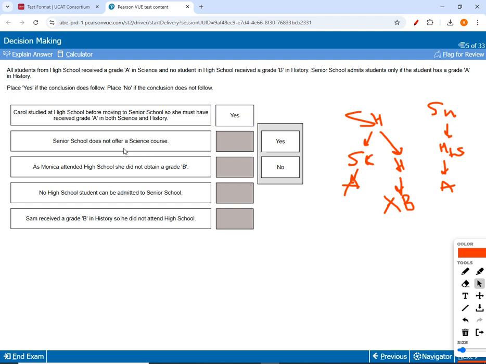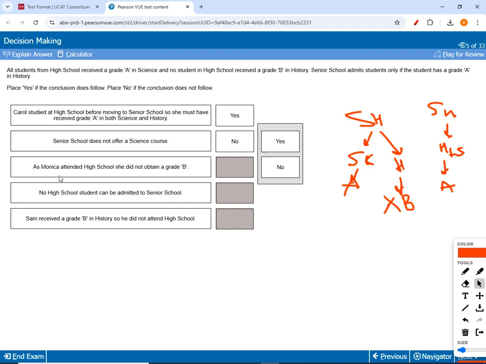Moving on, next question. Senior high school does not offer science course. Again, one of the rules: lack of information. If you remember the last video, we talked about a question about some vans being blue and white, and there was no mention of the word white. That's why we said no. Similarly, there's no mention of what senior school offers. Lack of information, big fat no.